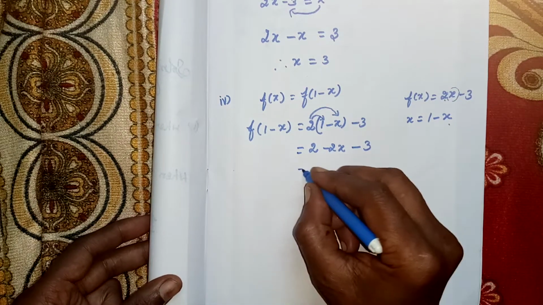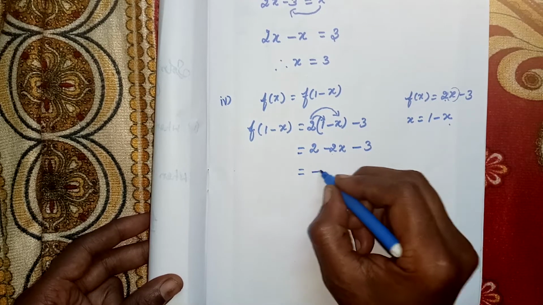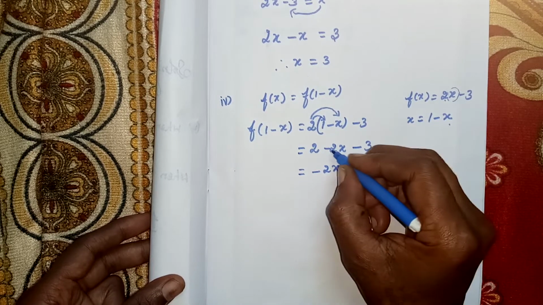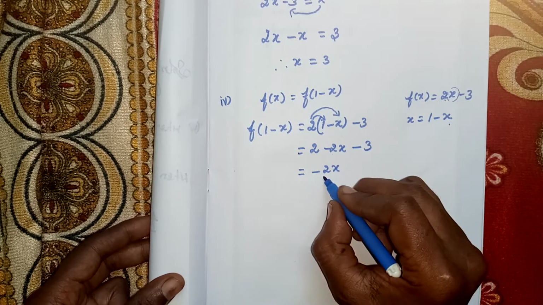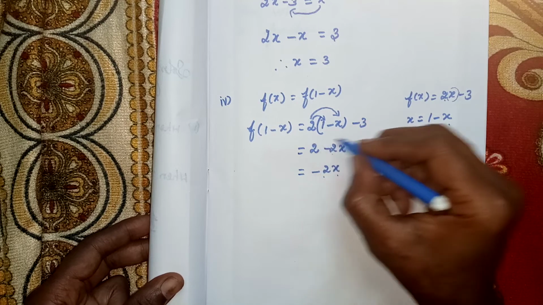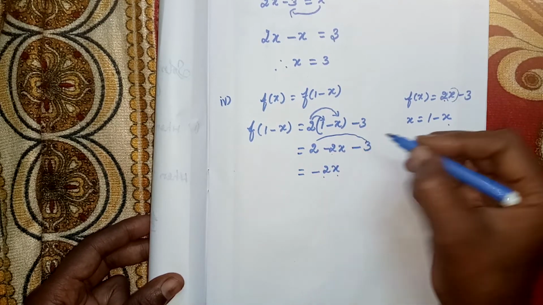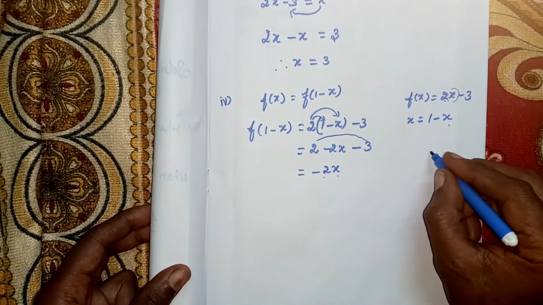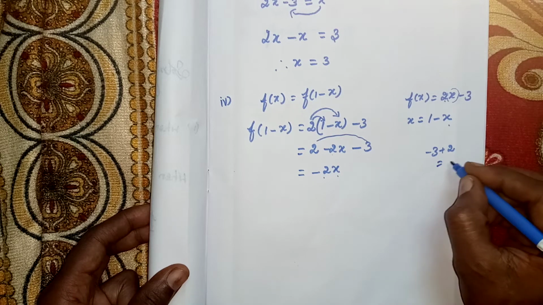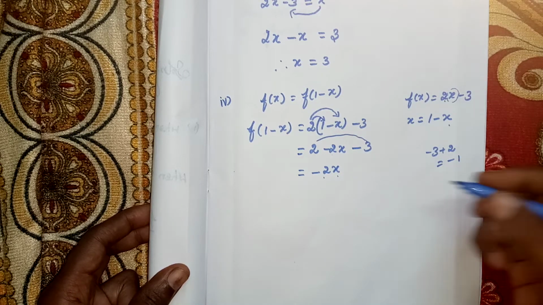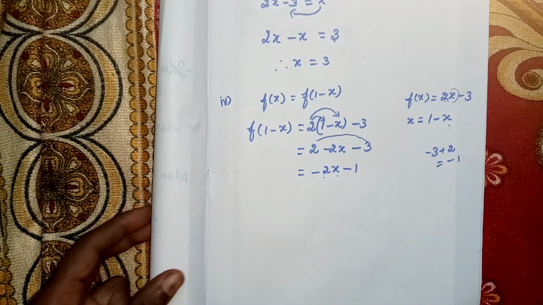It's equal to, what will we get? Say students, what will we get? Minus 2x. This is the variable term, so I am writing here minus 2x. These two are also constant terms. Adding the constant terms, what will we get? Minus 3 plus 2 is equal to minus 1. So, minus 2x minus 1.